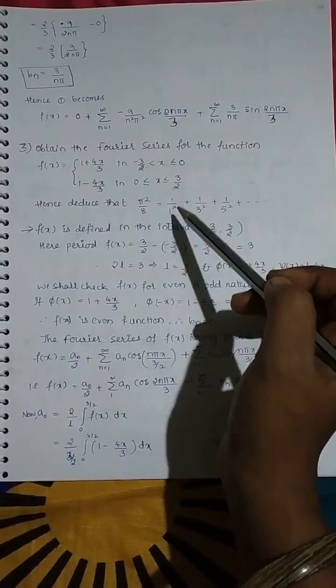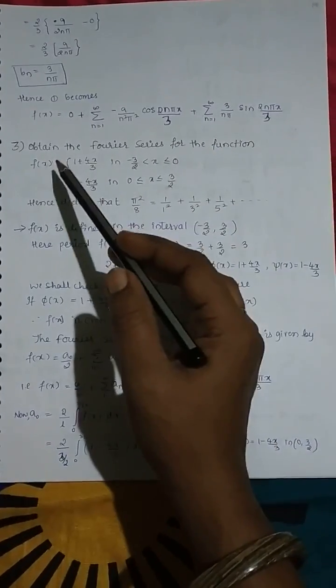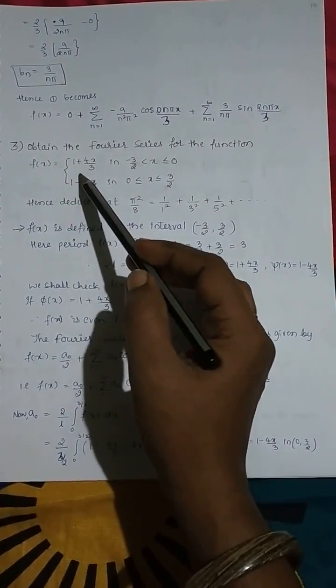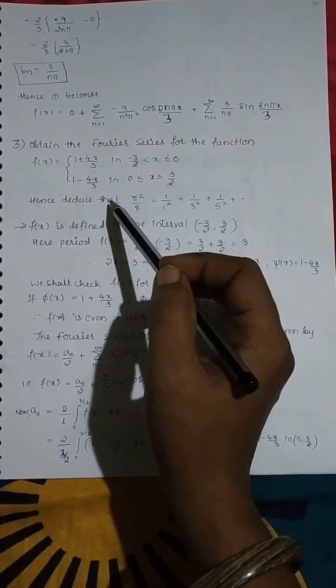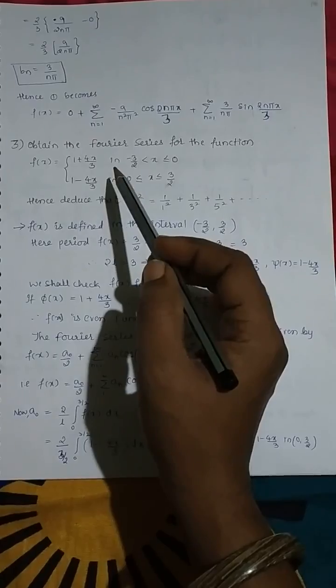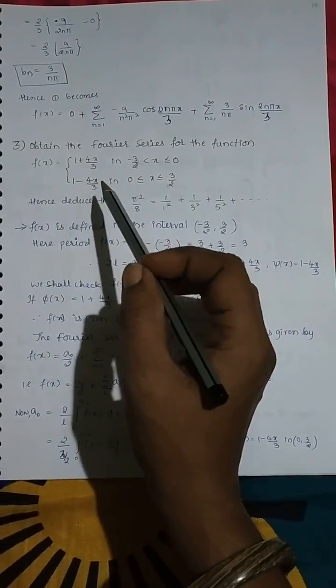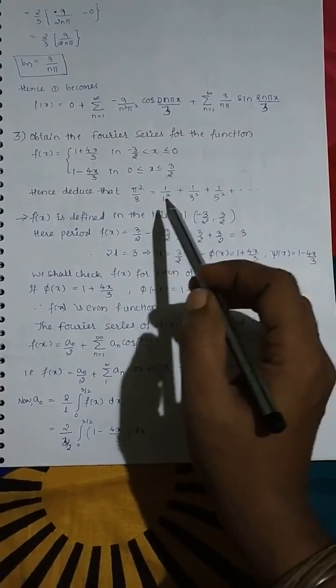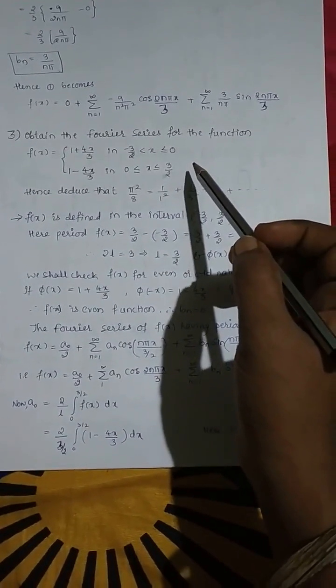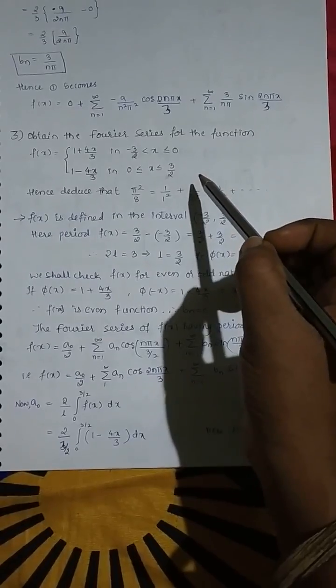Here the question has two parts. One is to find the Fourier series for the given function. Another part is to deduce that. That means whatever Fourier series we obtain for the given function, we need to deduce this series from it. Okay, we'll see this later. First let us find the Fourier series for the given period.